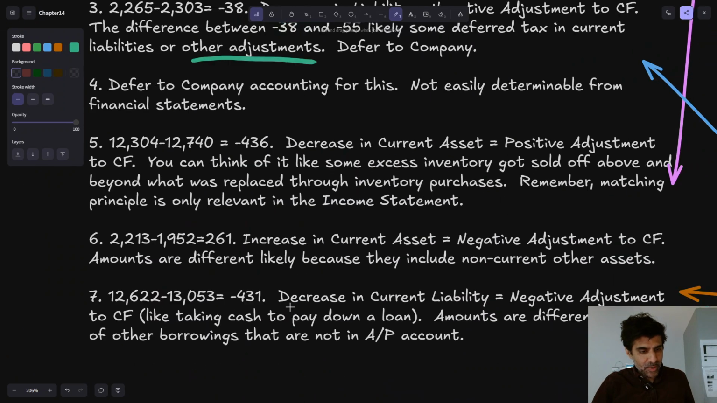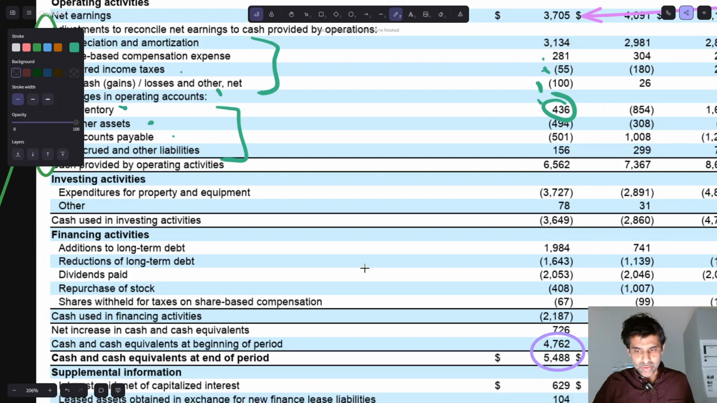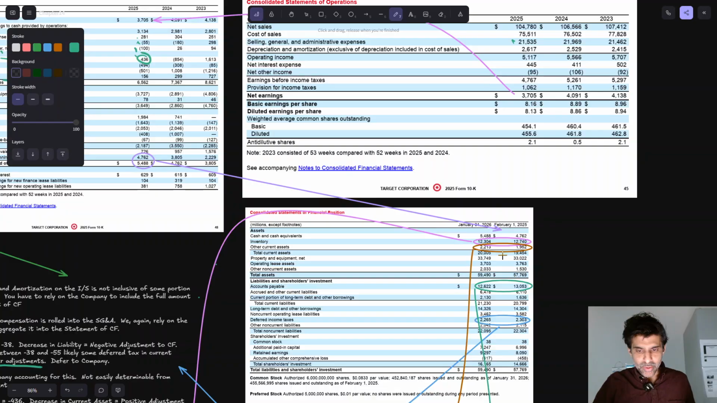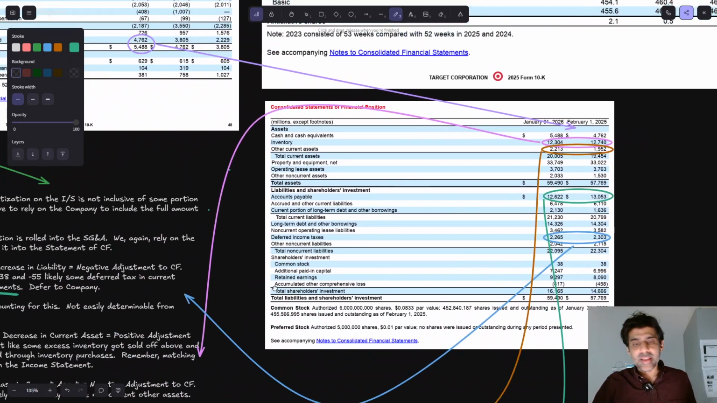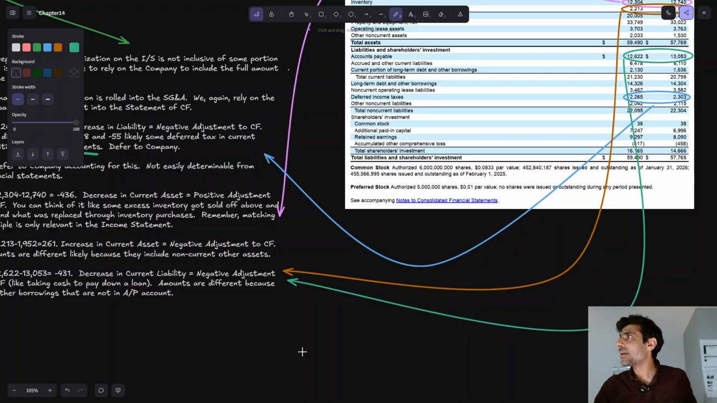So what else? Which one was the second one? Other assets. If we look on the balance sheet at other current assets here, 2213 minus 1952, so it increased. Is the increase in a current asset a negative or a positive adjustment? Why don't we just start with that?